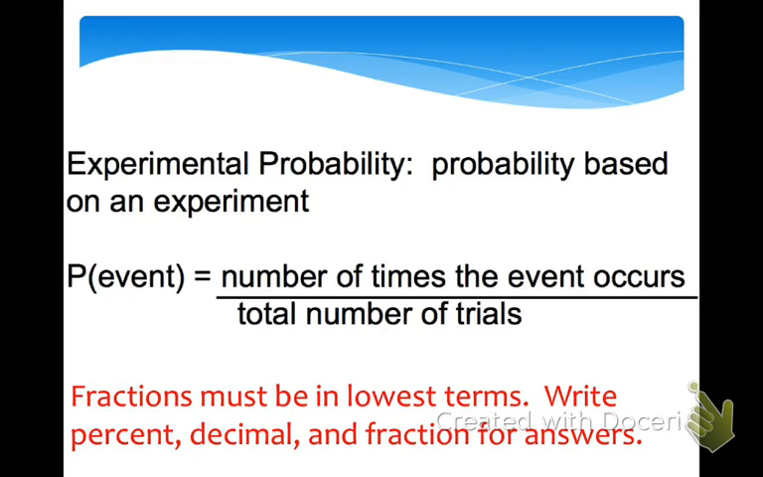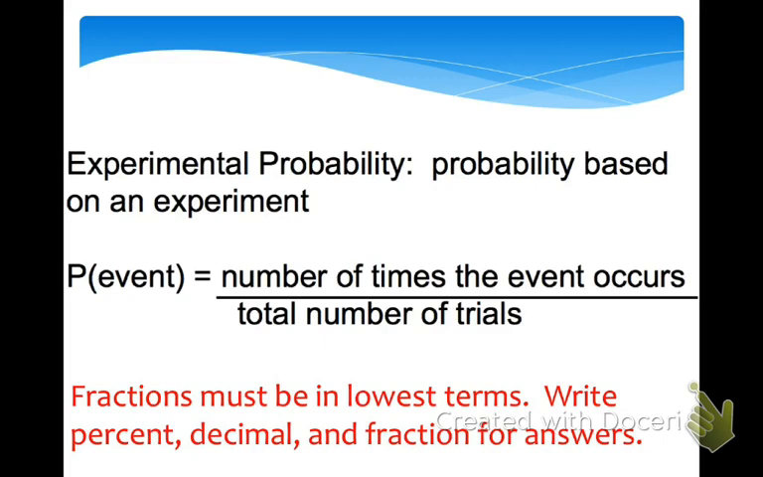So experimental probability is probability that is based on an experiment or doing something. Prior to now, we have been thinking about doing stuff. We haven't actually flipped coins, rolled number cubes, or picked marbles out of a bag. But experimental probability is just that. We are talking about those things having happened, and what is the likelihood of that?